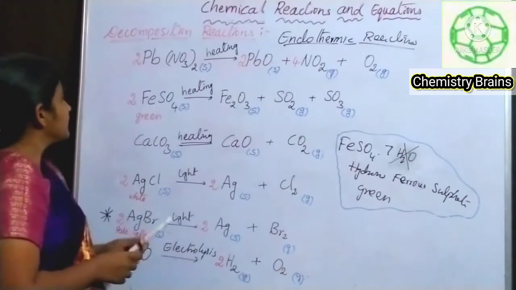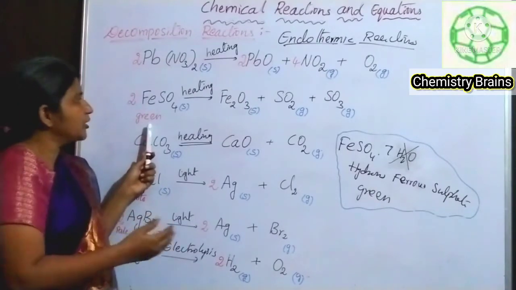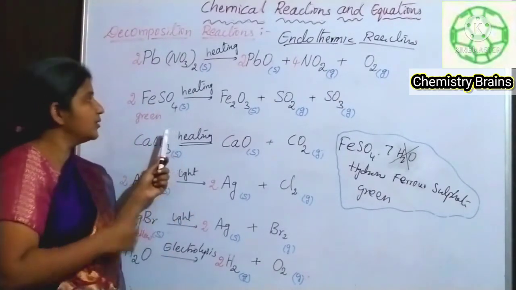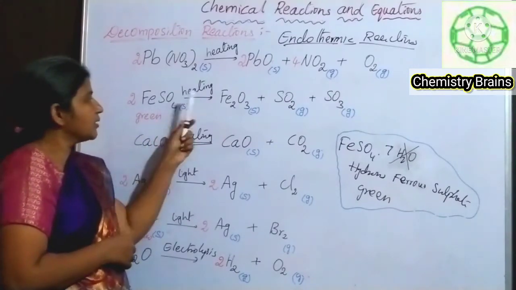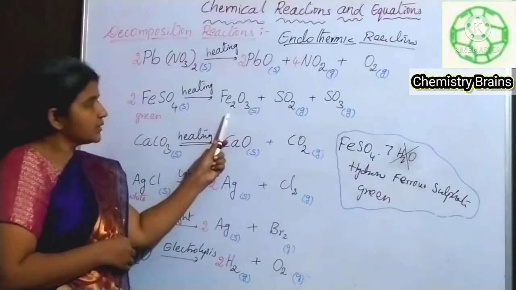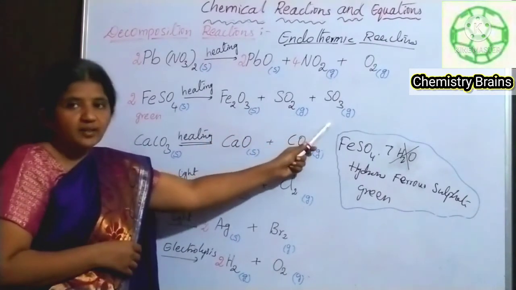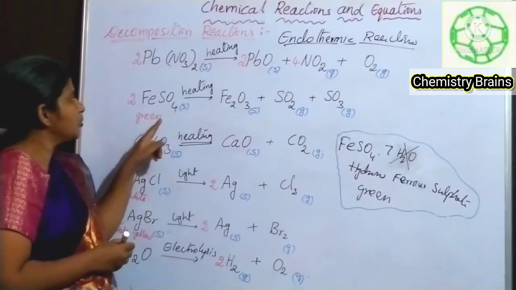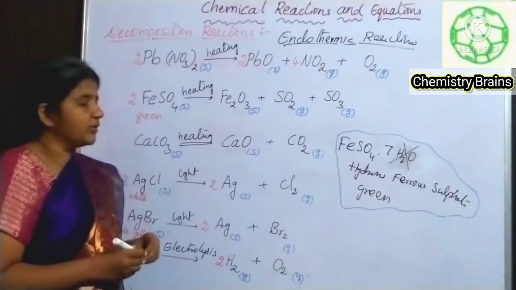And next, if you continue the heating after the color has changed, what will happen? This ferrous sulfate decomposes to the simple products Fe2O3, ferric oxide, sulfur dioxide and sulfur trioxide. So this is the decomposition reaction of ferrous sulfate.